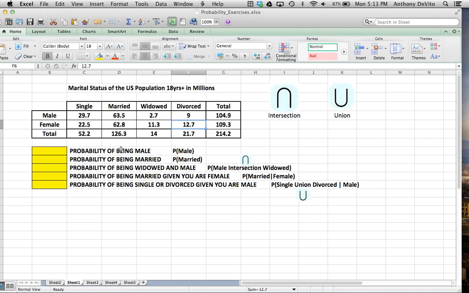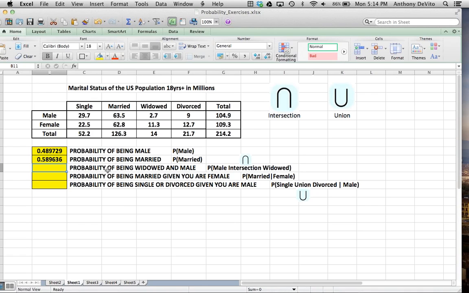Okay, what's the probability of being male in this population? Well, that's going to be equal to the number of males in the population, which is 104.9 million, divided by the total population. Not magic, just that simple. Now, what's the probability of being married in this population? How many people are married? 126 million, not male or female, just married. 126 million out of 214 million. So at the time this distribution was determined, 59% of the population was married.